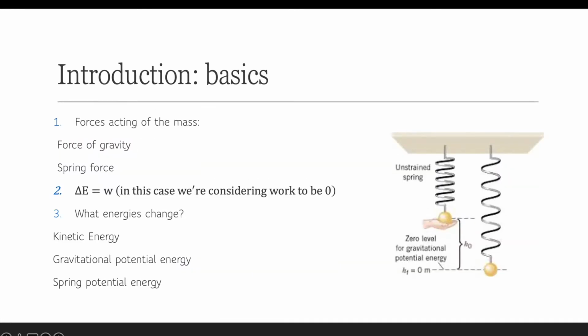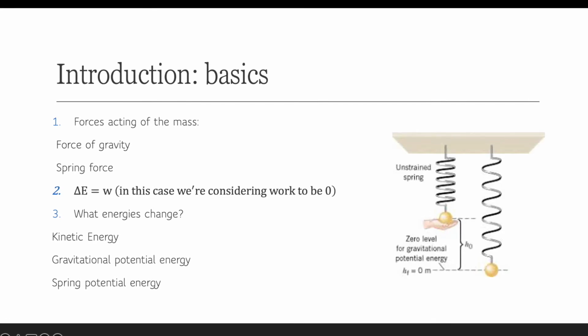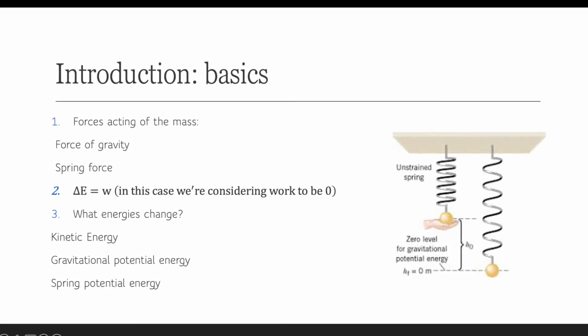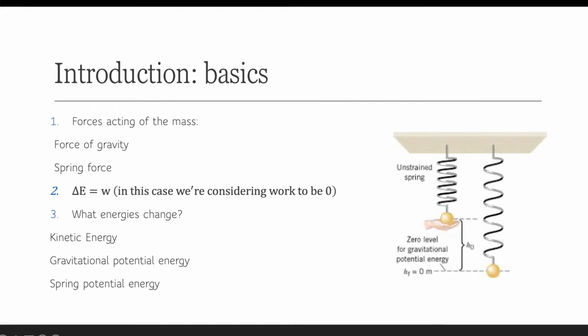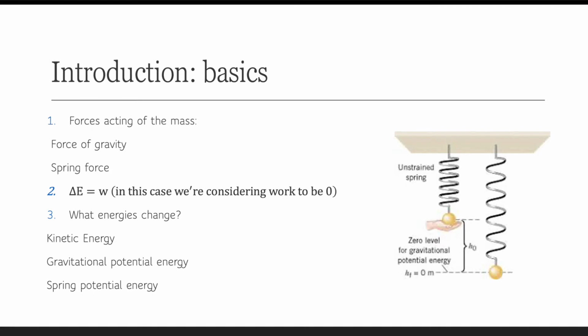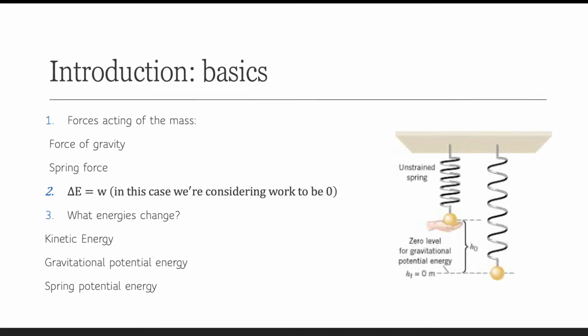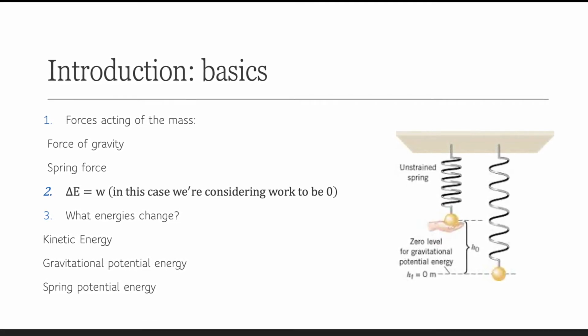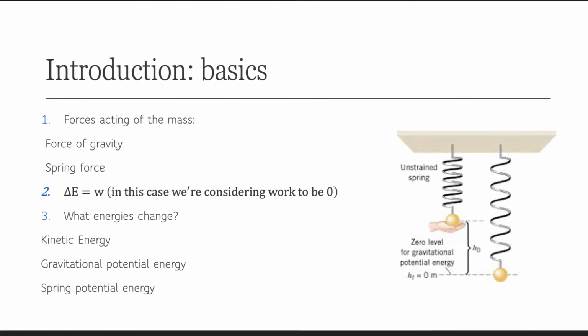Some basics: to calculate the movement of our object, we need to know which forces are acting upon it. The two forces acting upon our system in this case are the force of gravity, which always points downwards, and the spring force, which can point either upwards or downwards, depending on whether the spring is compressed or extended.